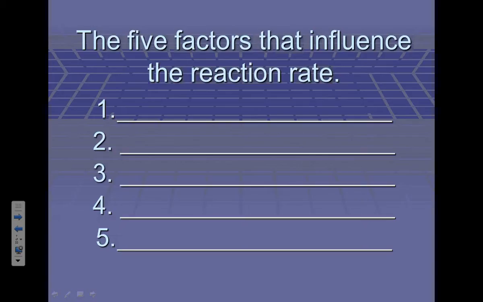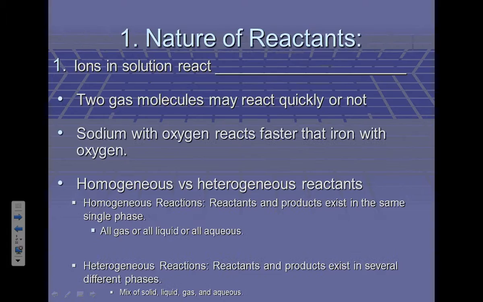Okay, so we're just going to do a few minutes of notes here, and then we're going to go into showing you the different reactions that you'll be working with. There's going to be 5 rates, 5 things that influence rate. You need to know what they are. I'm going to go through them pretty fast, so stay with me.